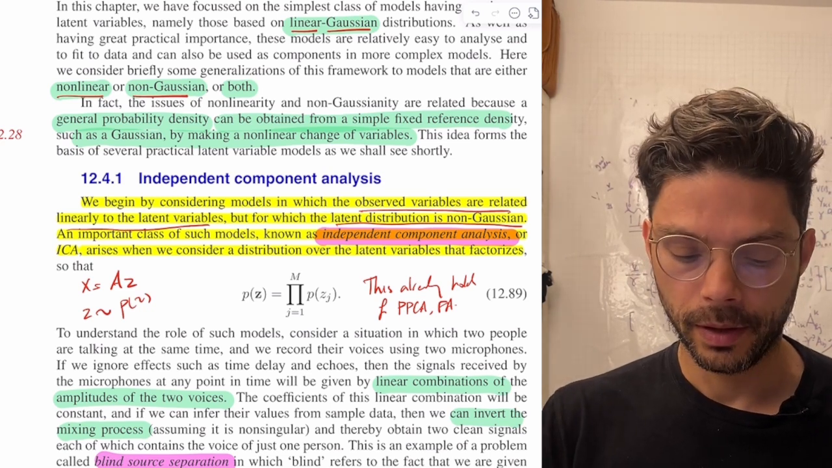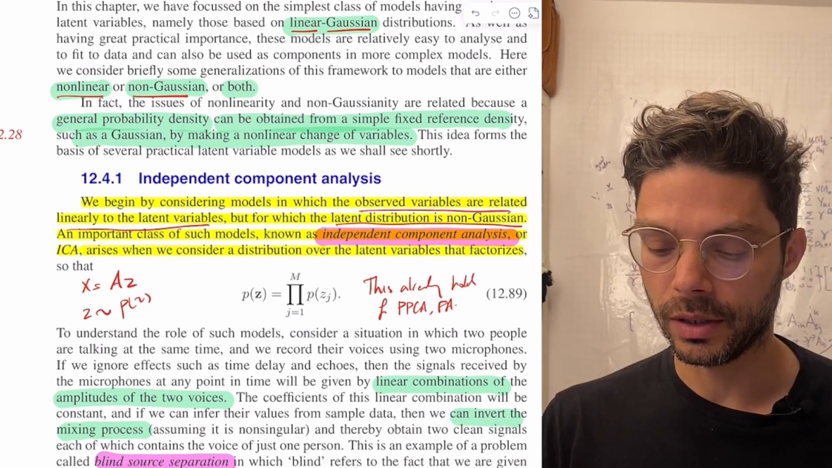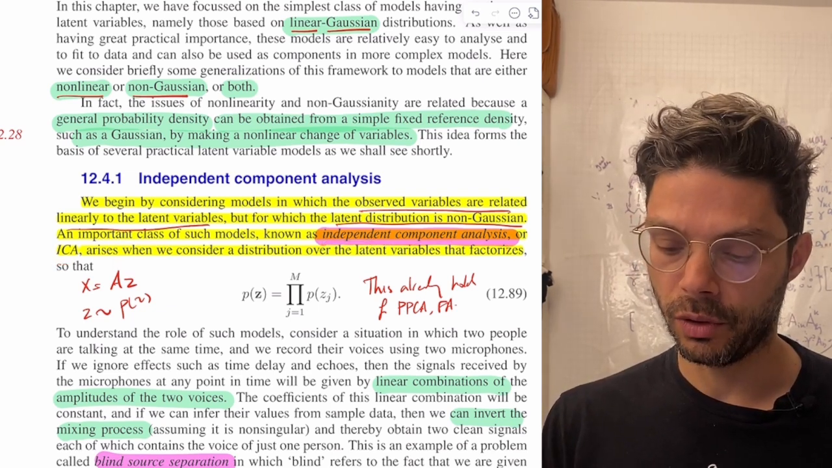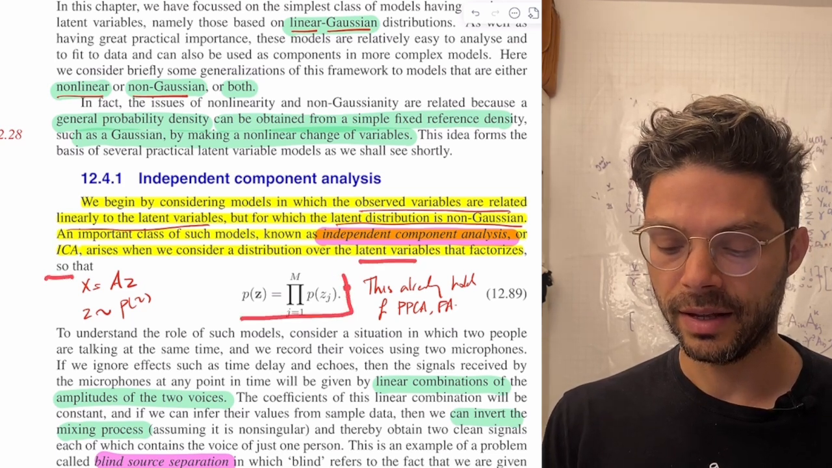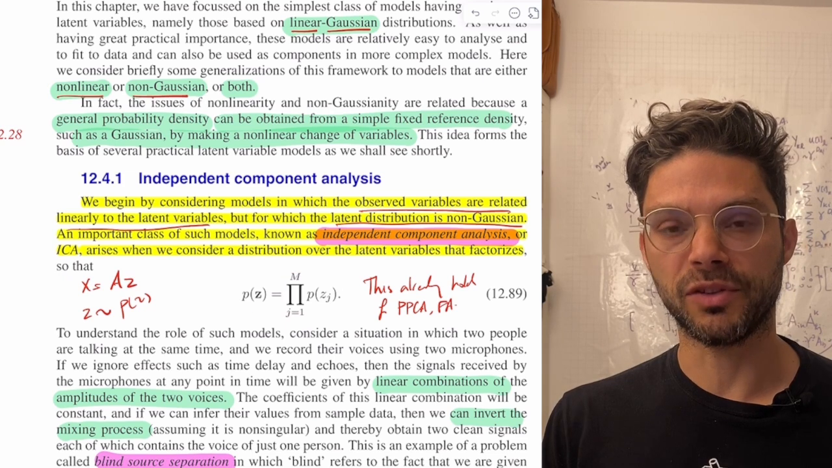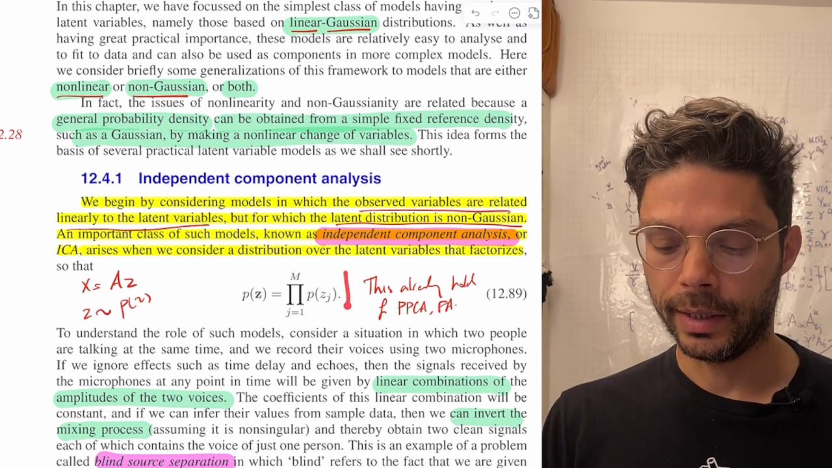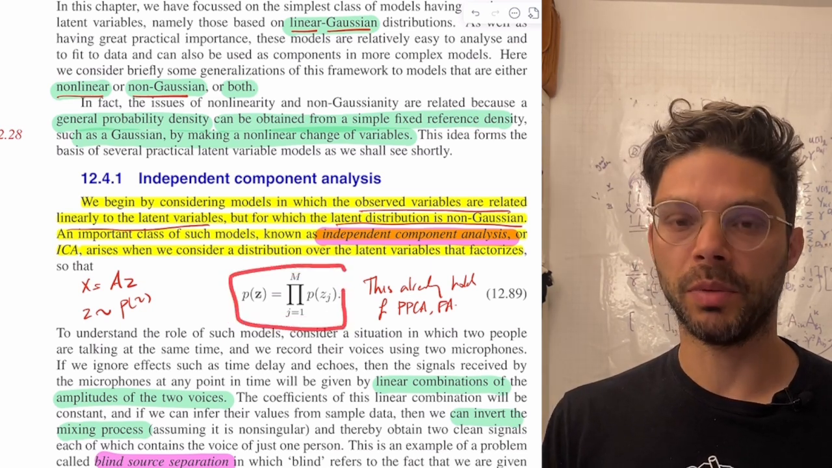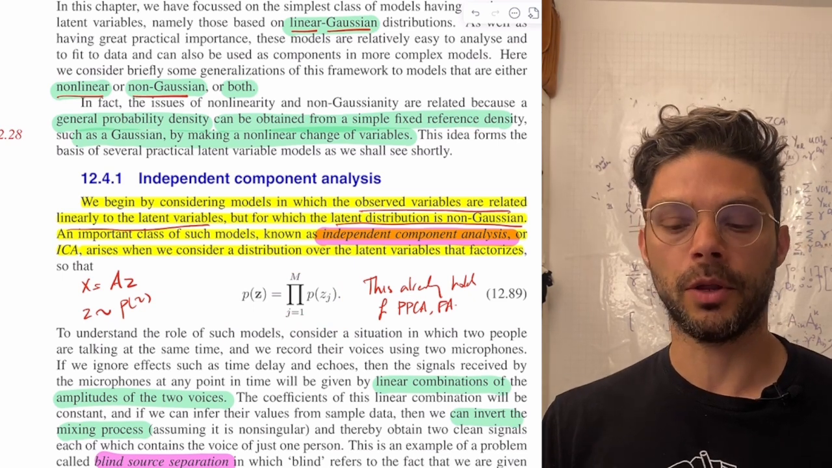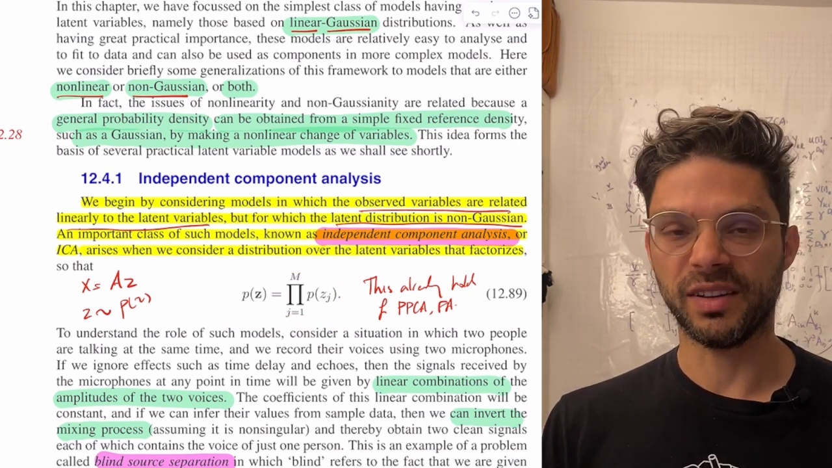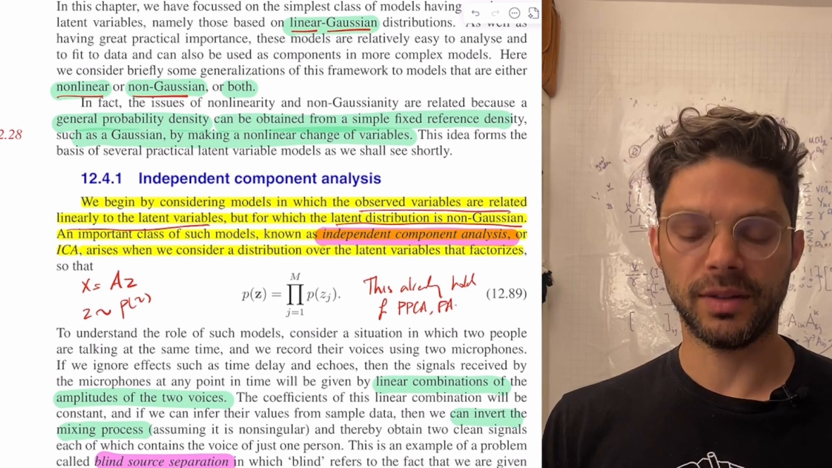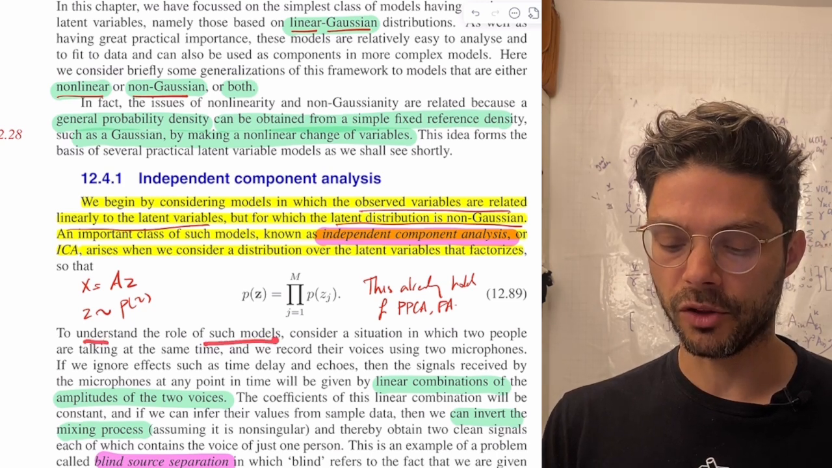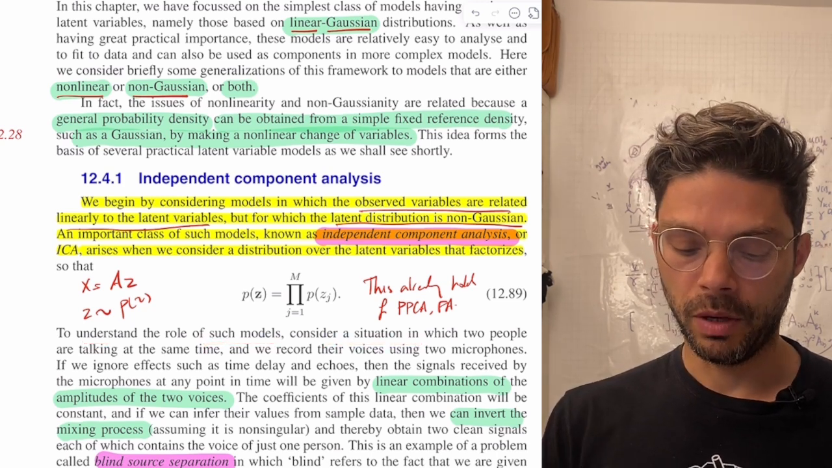An important class of such models, known as independent component analysis, or ICA, arises when we consider a distribution over latent variables that factorizes, so that the components, the elements, are independent. We actually had this same property when we were doing PCA and factor analysis as well, but we'll see that we need more than just this assumption. It's not just independence that's important; non-Gaussianity is also going to be important. Okay, to understand the role of such models, consider a situation in which two people are talking at the same time.